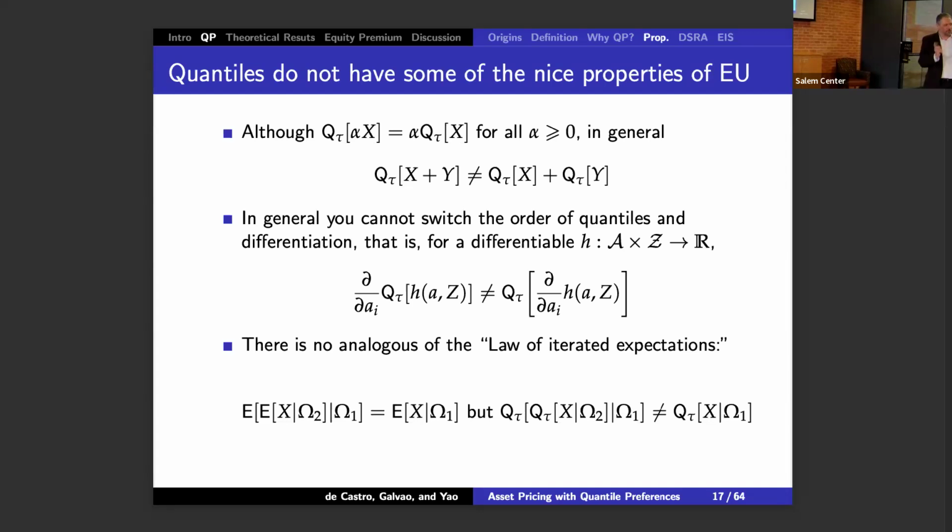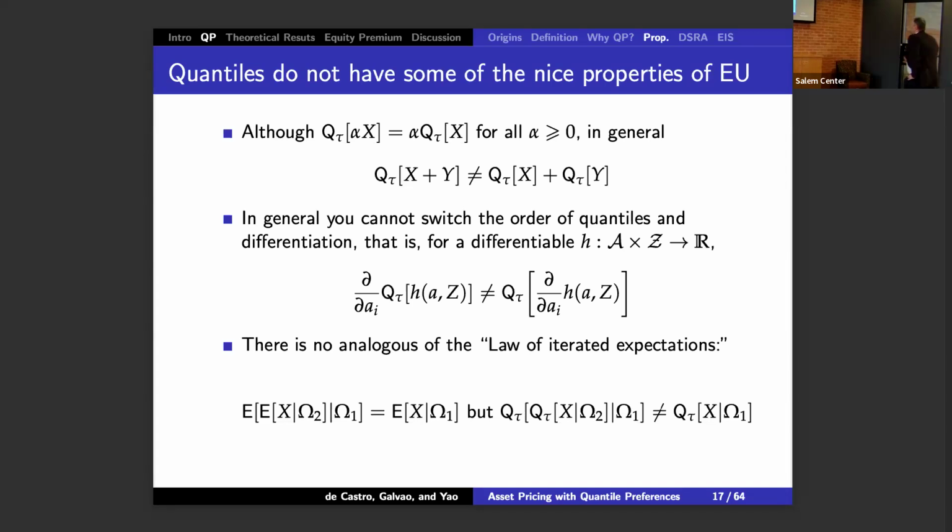And it creates technical problems. Another one that's a difficult thing to deal with is to put derivatives inside quantiles. So if you think about if this guy is bounded, for instance, for the expectation, you can just put the derivative inside as the expectation of the derivative, and this is very convenient to work with. It's not true for quantiles, and the other one is the law of iterated expectations. That's not true also for quantiles. So quantile of quantile is not one quantile. You have to keep the things.